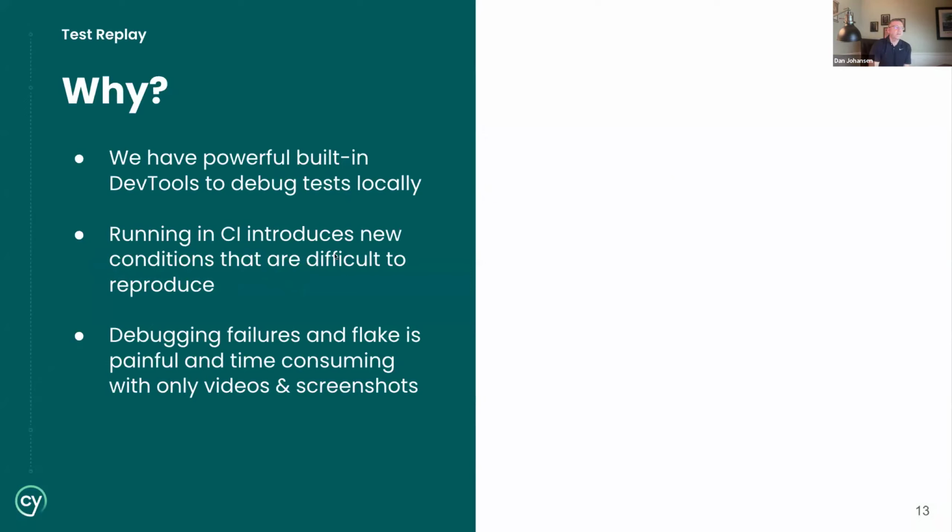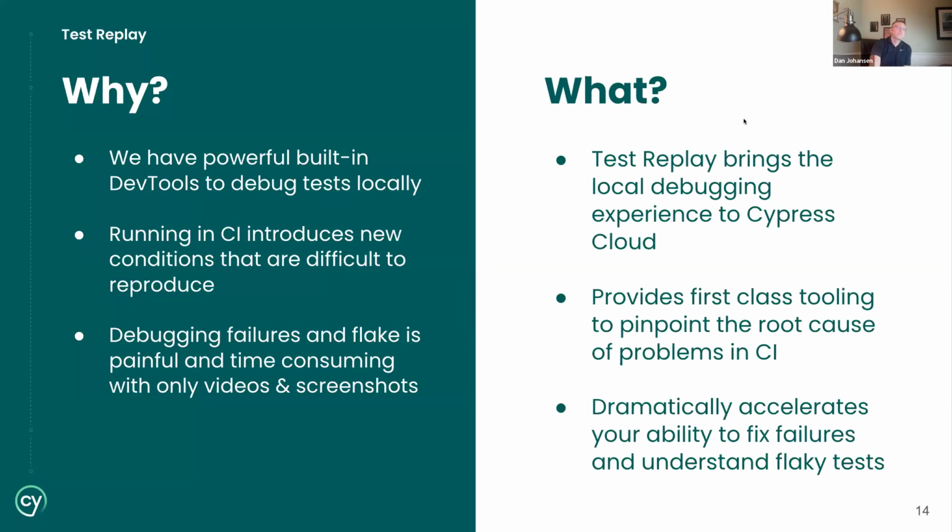When you run in CI, however, it can introduce things that are difficult to recreate, and debugging failures and flake is not always very easy. You might have logs, you might have images or videos. However, how can you really use those to quickly identify where the fault is? With Test Replay, it brings all of that capability you have locally up to the cloud. When you're running your tests in CI environments and there are failures or flaky tests occurring, you now have the capability to very quickly understand what they are, identify the root cause, and fix them and get your application back into a good state.